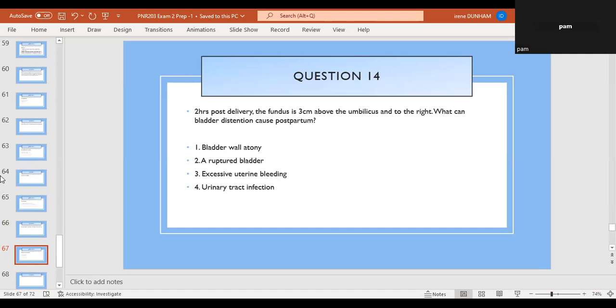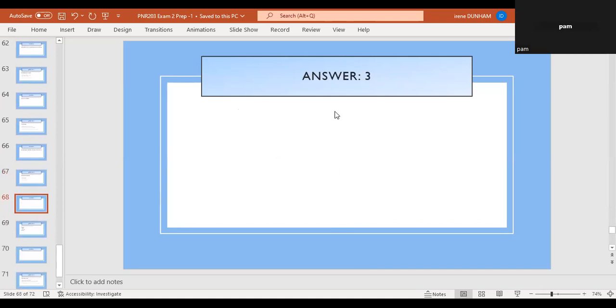Okay, so let's go back up to the question. What's the question asking me? So we're 2 hours post-delivery. The fundus is 3 centimeters above the umbilicus. Well, we know that that's not right. It should be at the level of the umbilicus. And now it's to the right. What's pushing it to the right? So the bladder is distended. What does that cause? That causes her to have more bleeding. And we know that. So let's go down to choices. And I would choose number 3, excessive uterine bleeding. You see how I took that question apart? That's how you have to look at these questions. Oh, I'm right. Answer is 3.